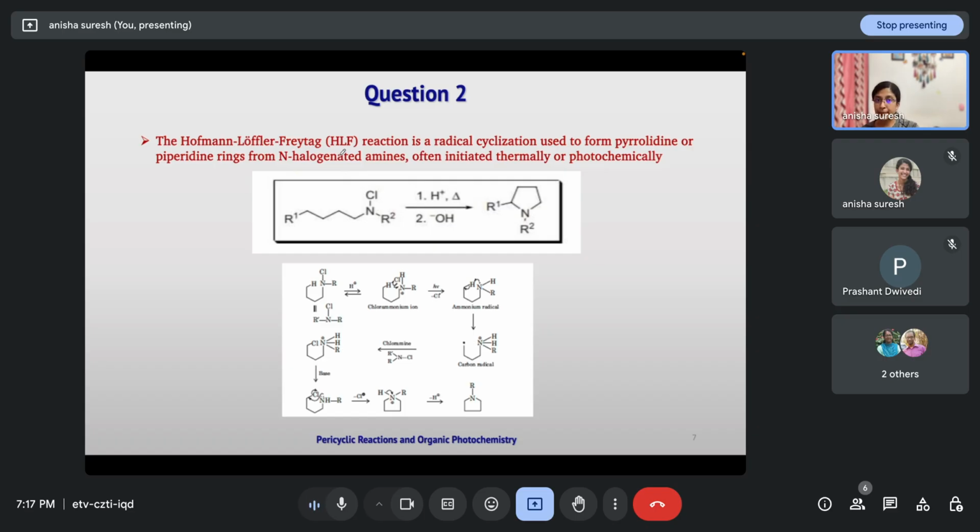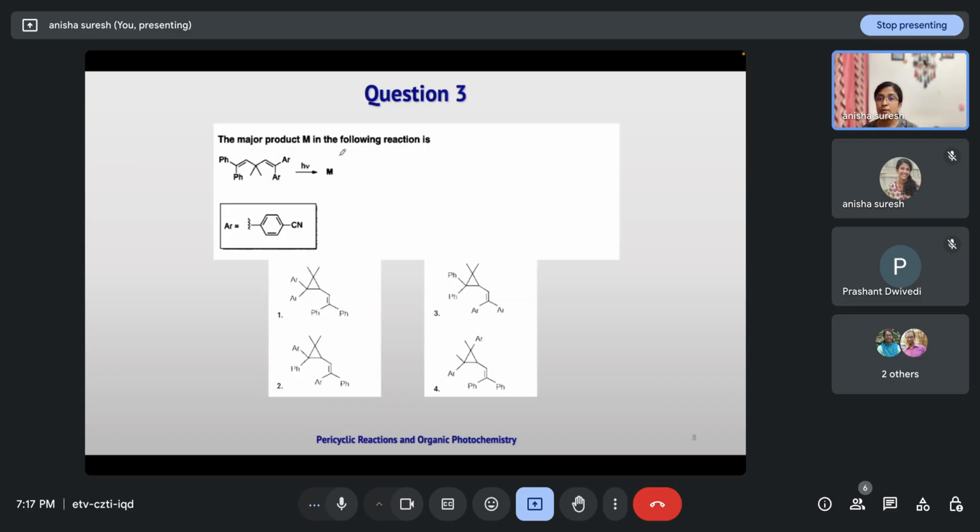Now coming to question number 3. So the major product M in the following reaction is. So this is the starting material. In the presence of h nu, that is under photochemical condition, it is giving a product M. And this Ar is the phenyl ring substituted with CN at the fourth position. Okay. So what will be the product that is forming? Four options have been given. Please try to work it out and try to find the right answer.